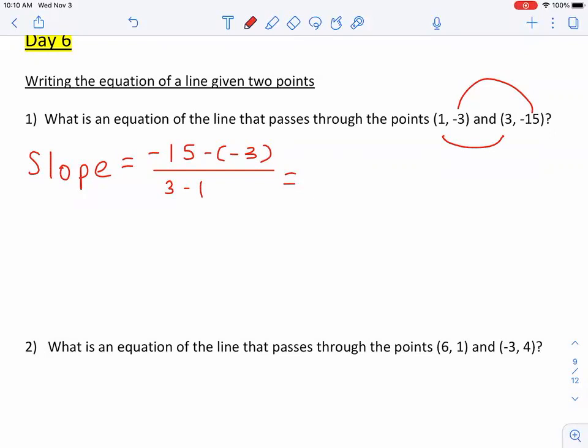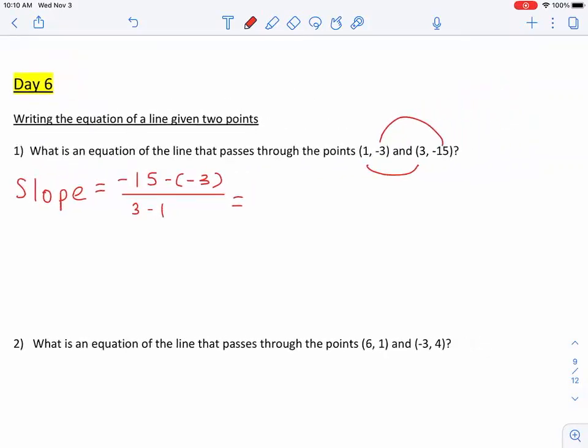Okay, so I'm just finding the slope given those 2 points, just like we were doing before. Negative 15 minus negative 3 is negative 12. 3 minus 1 is 2. So that means I have a slope of negative 6. So again, that's the first step, is find the slope.